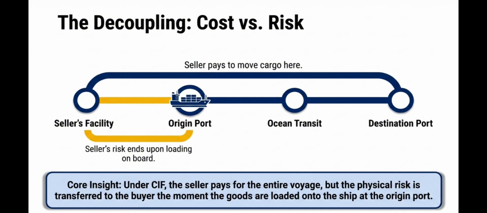The core issue here is that the risk is transferred to the buyer the exact moment the goods are loaded on board the ship. This means that if an accident happens during the sea transit, the buyer is the one who holds the risk, even though the seller already paid for the freight and insurance.